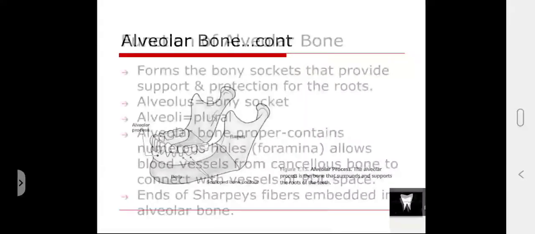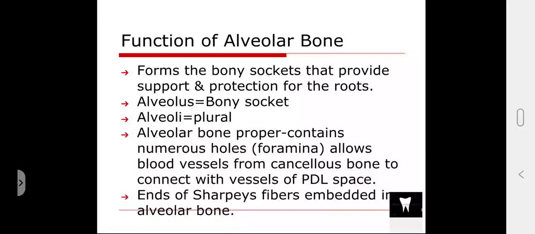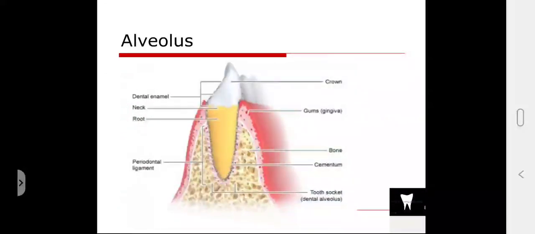All right, the function of the alveolar bone. It forms the bony sockets. This is your support and protection for the roots. The alveolus is the socket; the alveoli is just the plural, bony sockets. Alveolar bone proper contains numerous holes, which allow blood vessels from cancellous bone to connect with vessels of the PDL space. The ends of the Sharpey's fibers are embedded in the alveolar bone. And we have a nice picture of the alveolus here. Beautiful support system in our body.